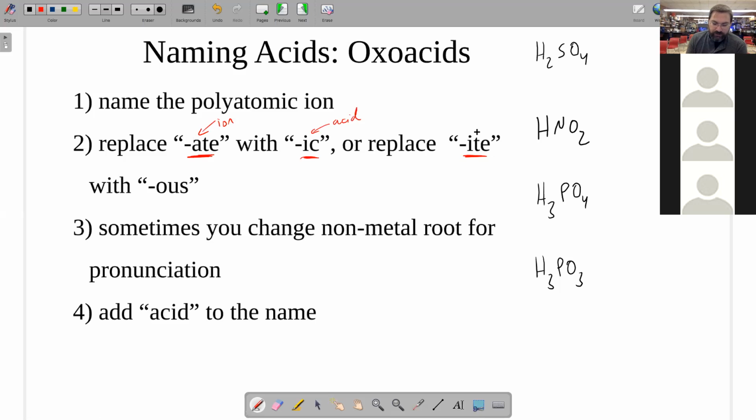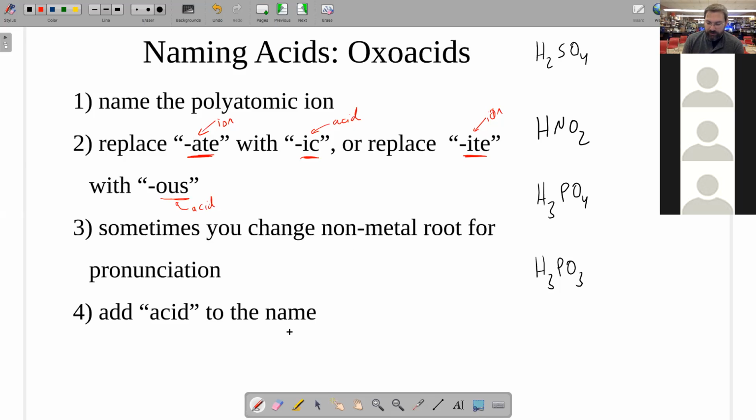And also, if the name of the ion ends with "ite," you name the acid to end with "ous." Sometimes the non-metal root pronunciation changes to make the pronunciation right. It's kind of like what sounds right to the ear, but through experience and writing a bunch and naming and seeing names of acids, you get a sense as to what's right and what's not. "Acid" gets added to the end of the name.